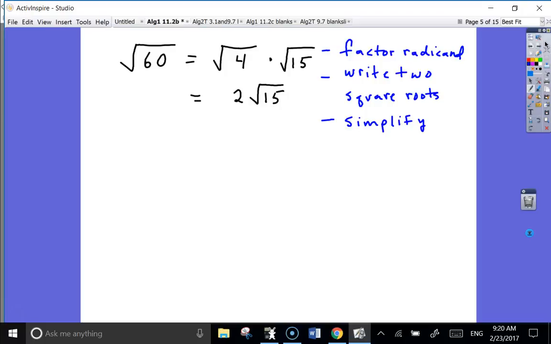Is 15 a perfect square? What are the factors of 15? Basically 3 and 5, right? Neither one of them is a perfect square, so actually you can't go any simpler on the square root of 15. So this is the answer: 2 times the square root of 15. That is the simplified square root.